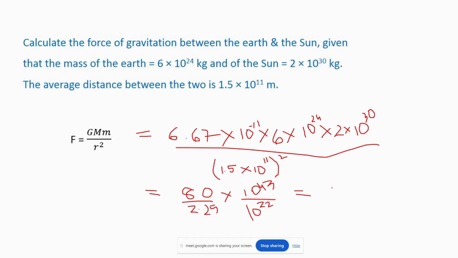So this would give you 35.5 to 10 to the power 21, which is basically 3.5 into 10 to the power 22 Newton.